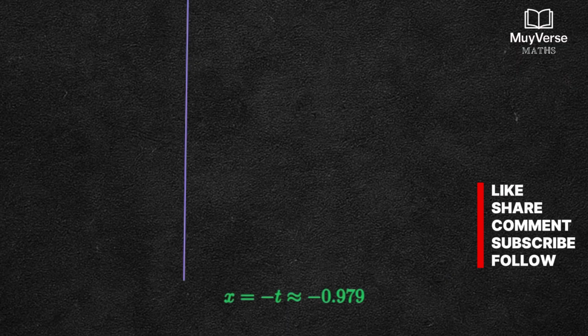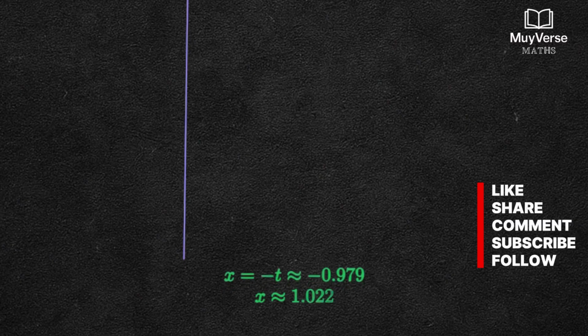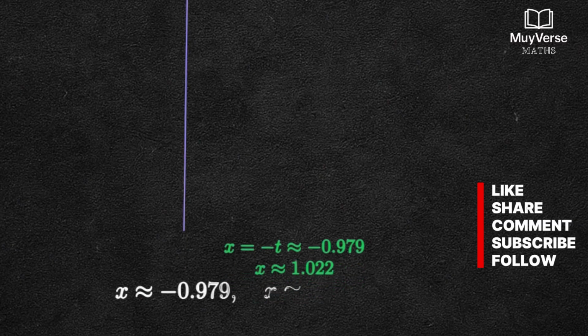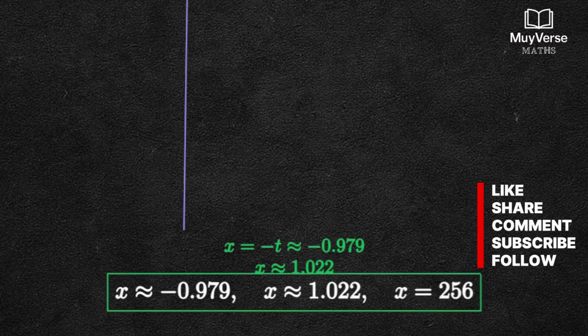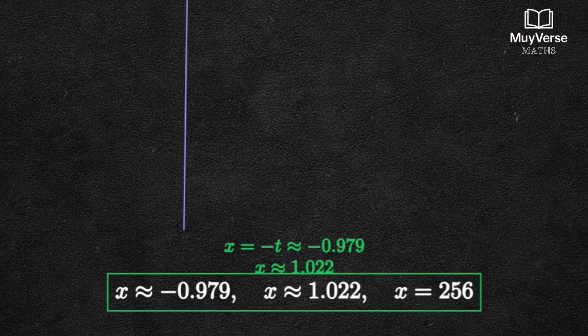Step 6. Read off the small positive solution from our earlier graph. x is approximately 1.022. Final answer. There are 3 real solutions: x approximately negative 0.979, x approximately 1.022, and x equals 256 exactly.